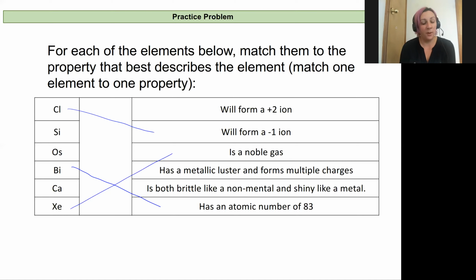Now, things that can form a +2 charge, I'm actually going to come back to that one because I think both osmium and calcium can do that. I'm going to look at this one here. It says it's both brittle like a nonmetal and shiny like a metal. So that is taking a property that's nonmetal and a property that's metal, and it exists for the same element. That tells me that I'm looking at a metalloid, something that kind of has properties from both. And looking at my elements here, I only have one metalloid listed, and that is silicon. So I'll match silicon to that description of a metalloid.